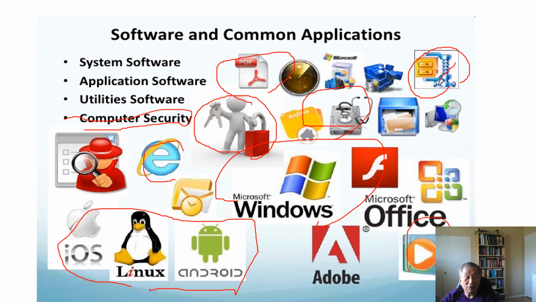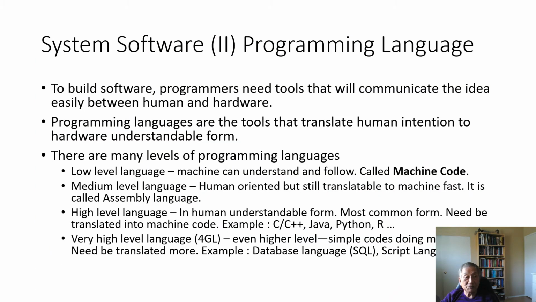Then this one, of course, you know, is Microsoft's IE, Internet Explorer. What they do is going through the websites. That kind of software we call browsers. So a browser is application software, definitely. Another group of system software is the programming languages.